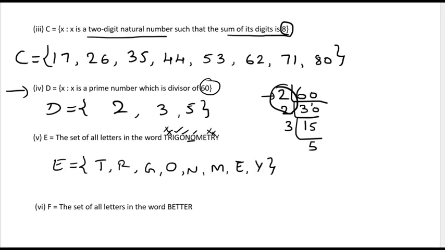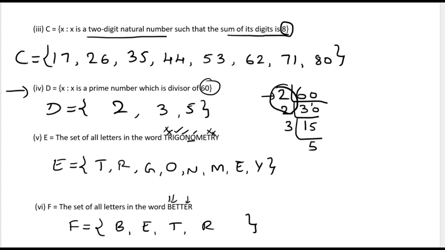Next question, F is equal to the set of all letters in the word better. So F is equal to, you have to write it in roster form. Roster form is flower bracket. Inside the flower brackets we should write the elements. B one time, E one time we should write, T one time, R. We should not repeat the elements while writing the roster form, or in any set it is applicable.